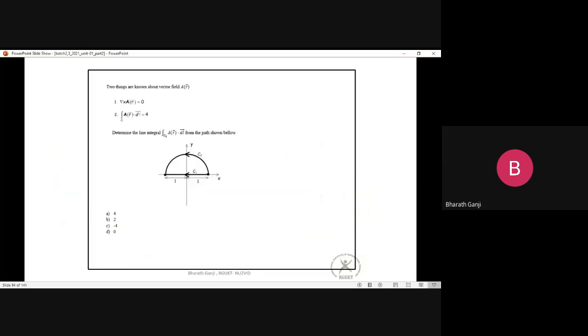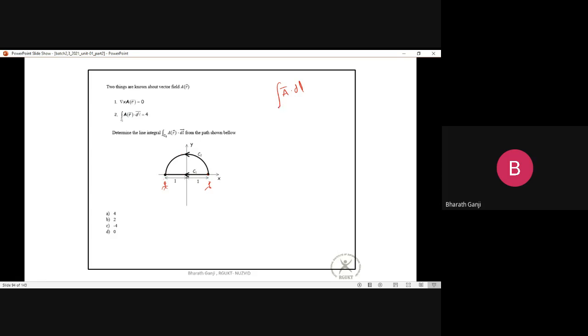Okay, so we'll go to the next one. In this next question, try to understand the scenario here. Here is a path, and on this path you have to perform the vector integration. Here there are two paths. Say a person is walking from this point to this point. He's walking either in c1 direction or he can walk in c2 direction.